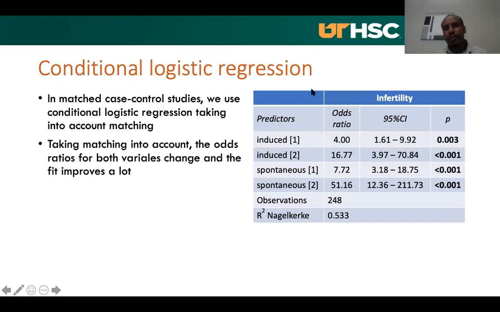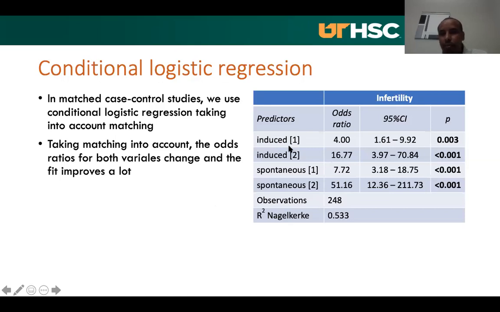So this is again the analysis taking into account the matching in the design of the case control study. As you can see, the odds ratios calculated for both induced abortion and spontaneous abortion are markedly different from the previous one, especially for induced abortion. In matched case control studies, we use conditional logistic regression taking into account the matching.